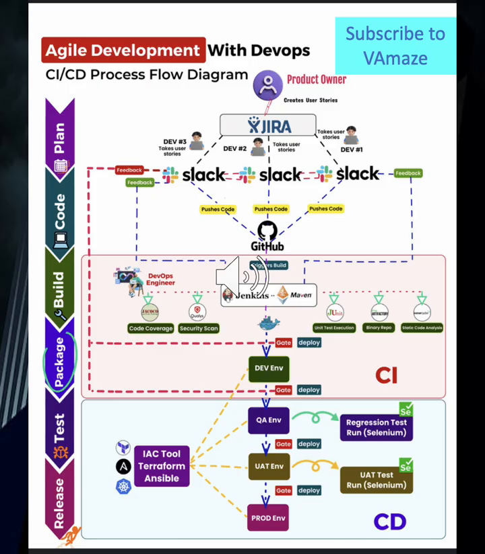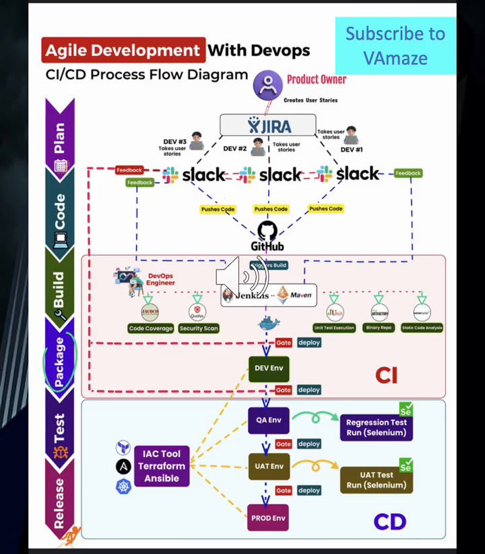Quality assurance testing. After successful deployment to the development environment, the code progresses to the QA environment. Here, comprehensive testing occurs. Regression testing is performed using Selenium, ensuring that new changes don't break existing functionality. Quality assurance teams validate features against user stories and acceptance criteria.